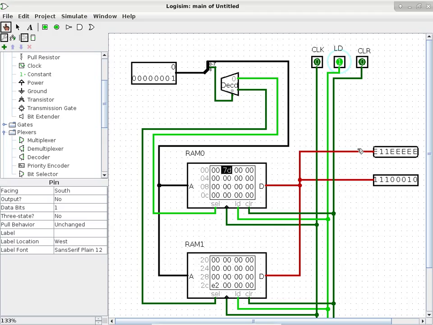What happens? Driving high means you're pumping current into a wire to raise the voltage of that wire to a higher voltage.